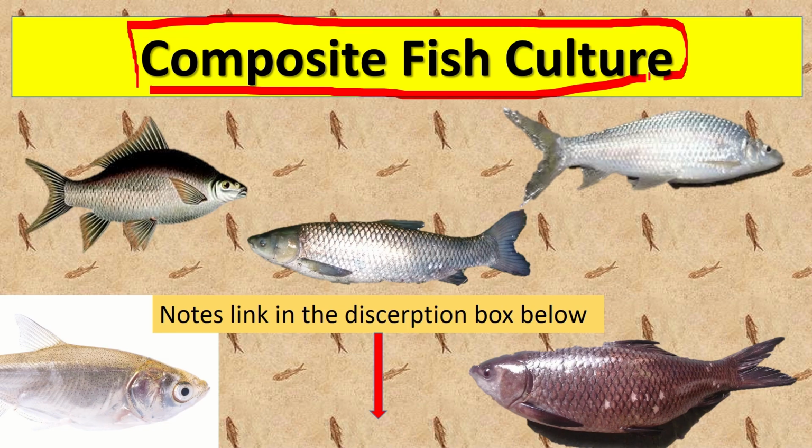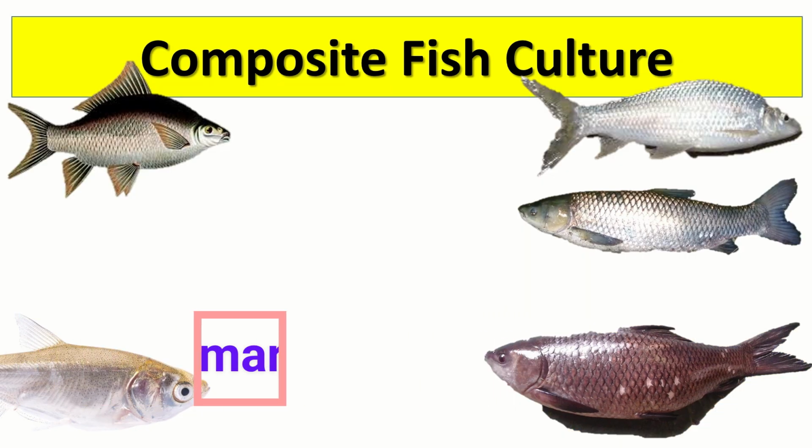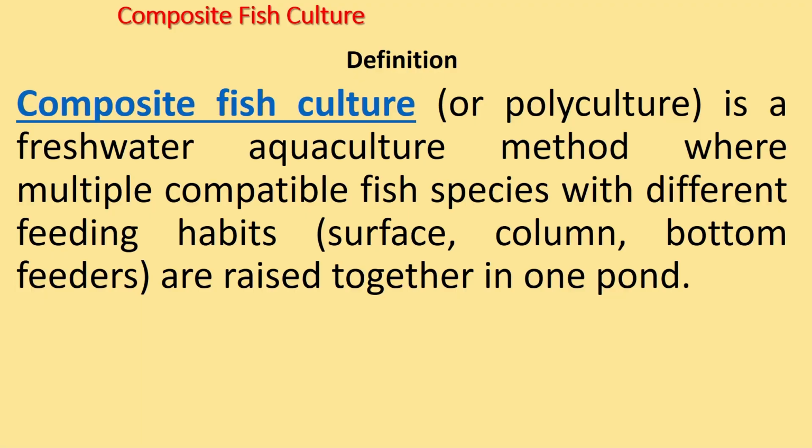So we are going to discuss composite fish culture, or polyculture. In this video, we cover the definition of composite fish culture, its key principles, the different types of species used for this purpose, and the objectives of composite fish culture. We also cover which indigenous major crops and which exotic crops are used for polyculture, and lastly the advantages. So first of all, what is composite fish culture?